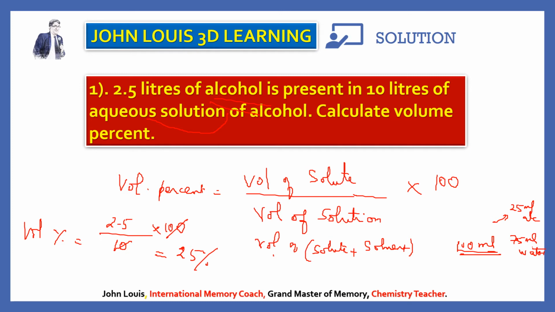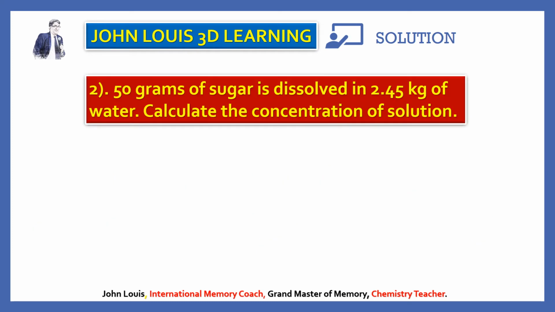Okay, this is the meaning. Now the next problem: 50 grams of sugar is dissolved in 2.45 kilograms of water. Calculate the concentration of the solution. So here the mass is given in two different units. One is given in grams, 50 grams of sugar dissolved in 2.45 kg of water. Here water is the solvent.